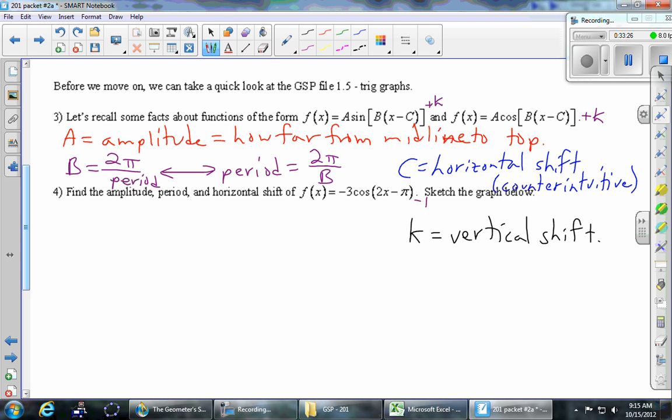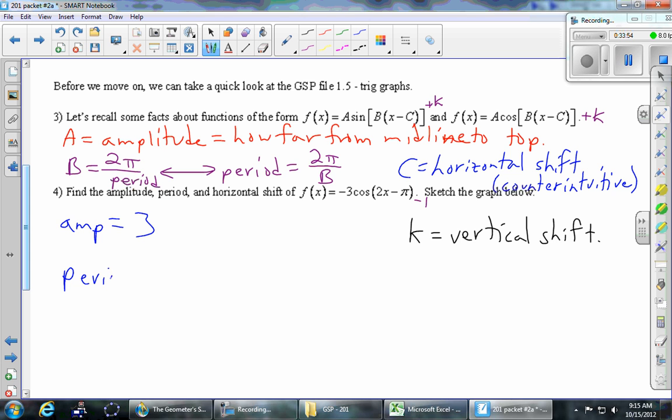So first we'll find all the relevant stuff: amplitude, period, horizontal shift, vertical shift now. What's the amplitude? Is it -3 or is it 3? It's 3. Yeah, amplitude is always a positive number. So the amplitude in this case is 3. The negative will flip the graph over, but it doesn't change the amplitude as a positive number. Great.